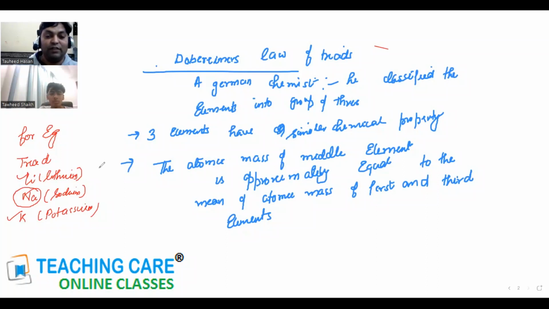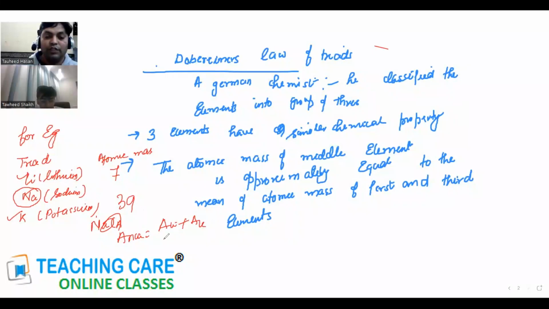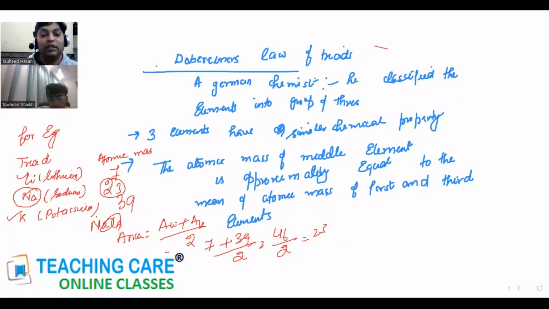We know that lithium has atomic mass 7 and potassium has atomic mass 39. So we can find the atomic mass of sodium: it must equal the atomic mass of lithium plus the atomic mass of potassium, divided by 2. That is 7 plus 39 upon 2, which is 46 upon 2, or 23. So the atomic mass of sodium is 23, the arithmetic mean of lithium and potassium. Got it? Yes, sir.